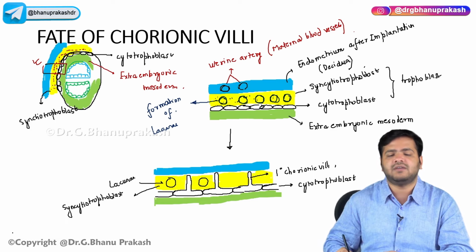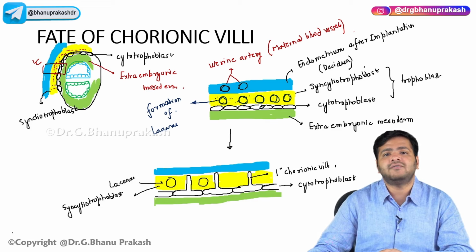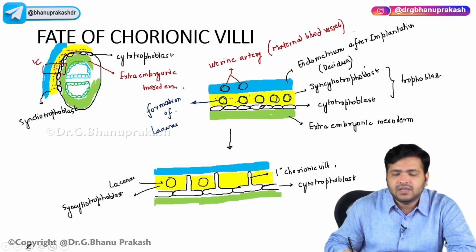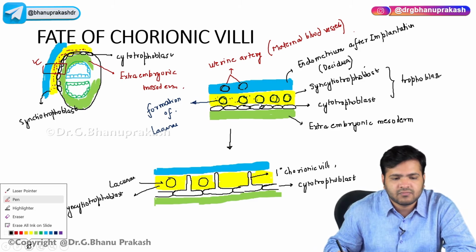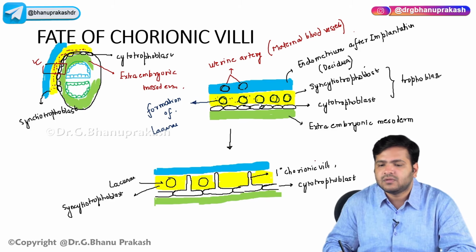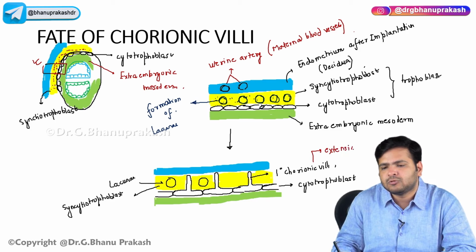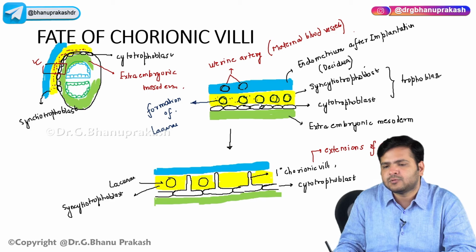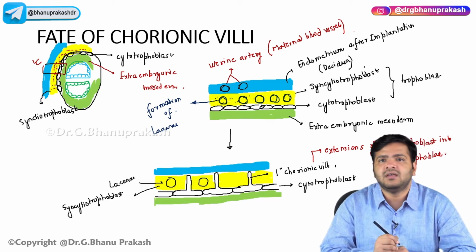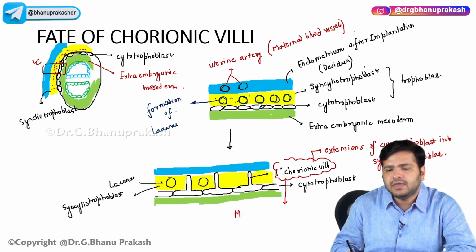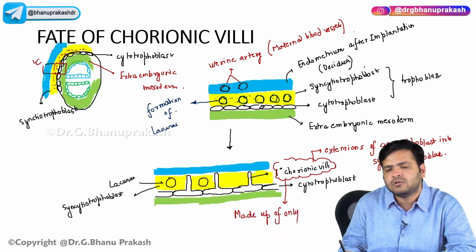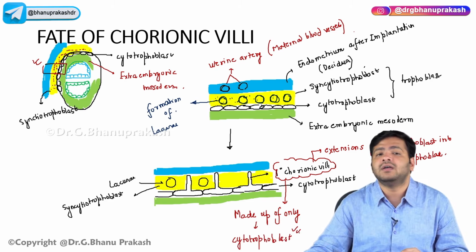Now the question comes: primary chorionic villi. Basically they are extensions of cytotrophoblastic cells. So let us write it. They are extensions of cytotrophoblast into syncytiotrophoblast. So if I ask you, the primary chorionic villi is made up of only cytotrophoblast. That is one question again: the primary chorionic villi is made up of cytotrophoblast.